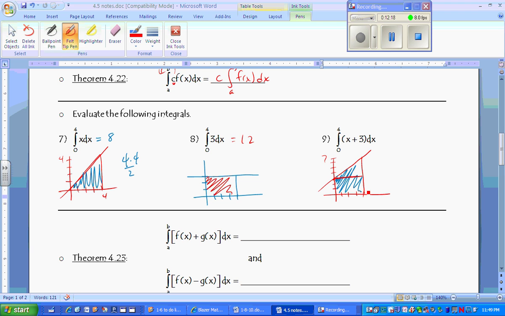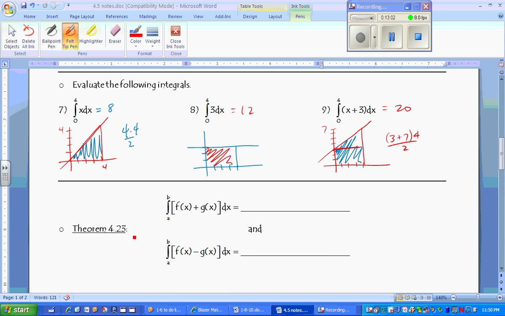Well, this rectangle down here is 4 by 3, just like this one. And this triangle has a base of 4 and a height of 4, just like this one. So this area does end up being the same. We get an area of 20. Another way we could do it, area for a trapezoid, base 1 plus base 2, so 3 plus 7, times the height, which is the distance between the two bases, which would be 4, divided by 2. So we still get 20 that way. So that goes to show theorem 4.23.